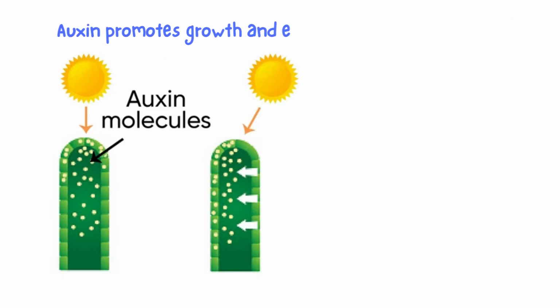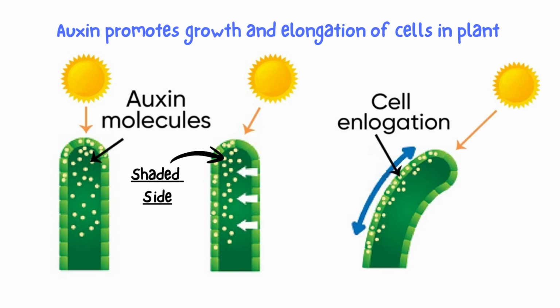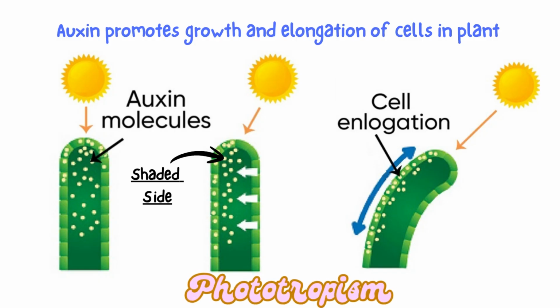Auxin promotes growth and elongation of the cells in a plant by accumulating on the shaded side rather than the sunny side, leading to an increase in the length of the shaded part, thus bending the plant shoot towards the sunlight. And this process is termed as phototropism.